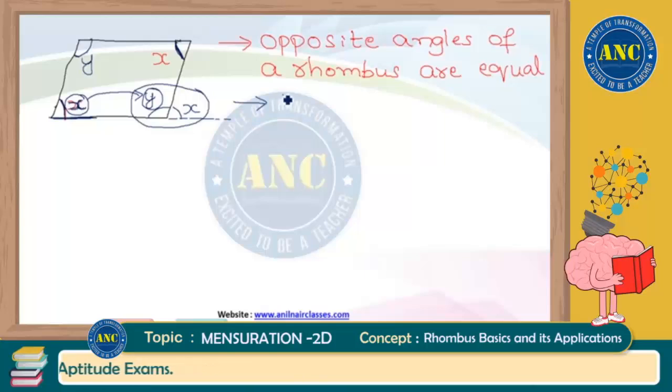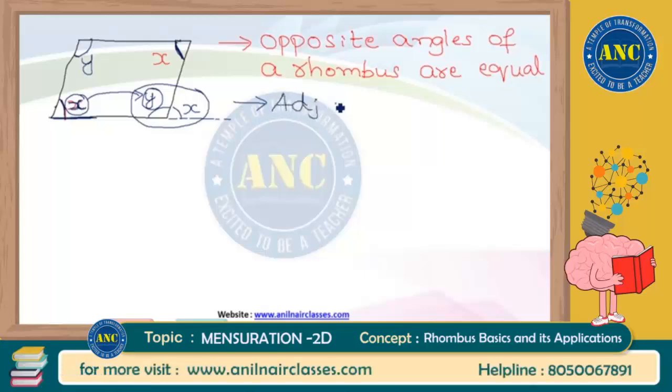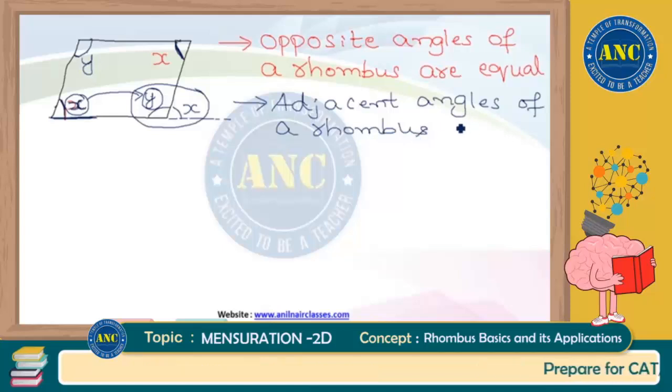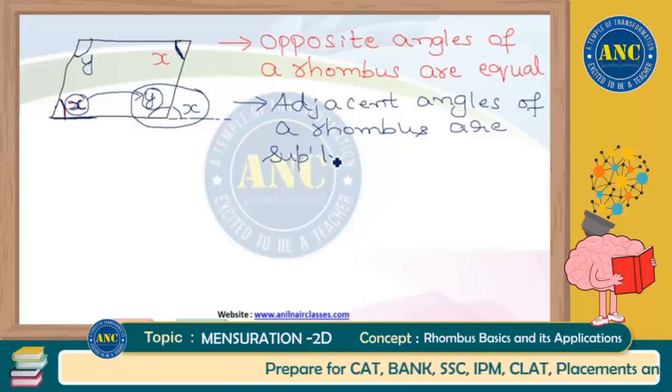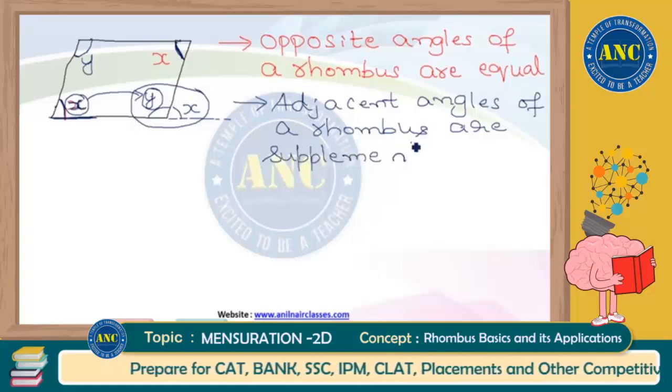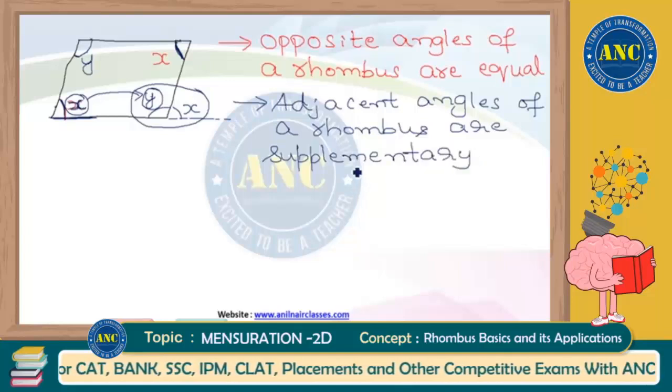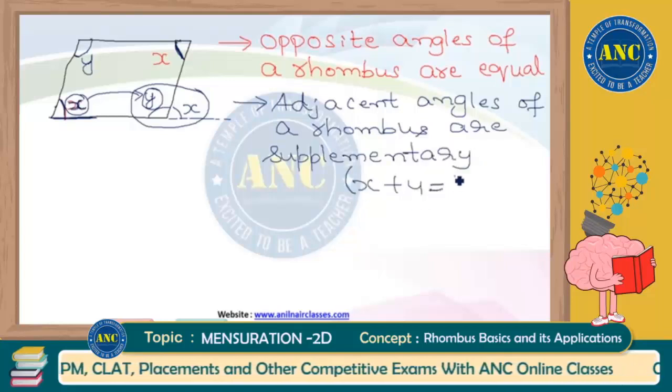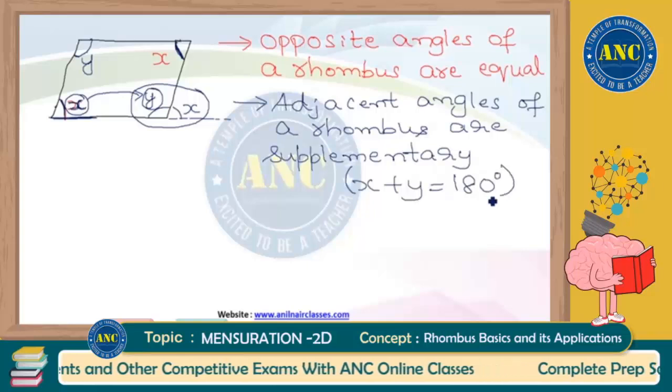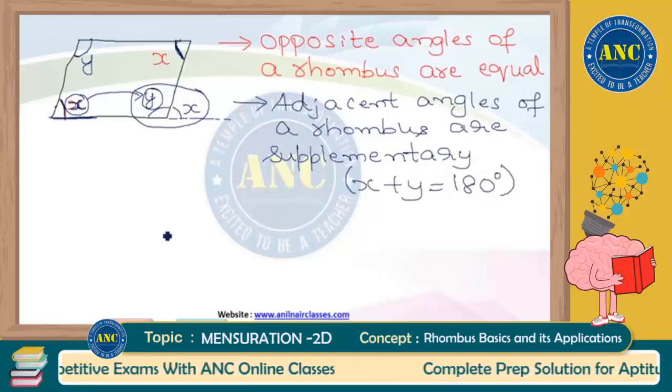In simple language I can say that adjacent angles of a rhombus are always supplementary. Supplementary is nothing but the sum of the angles being 180 degrees. Adjacent angles of a rhombus are always supplementary. That means in the given diagram, angle X plus angle Y is equal to 180 degrees. That is what they are mentioning there. I hope it is clear.